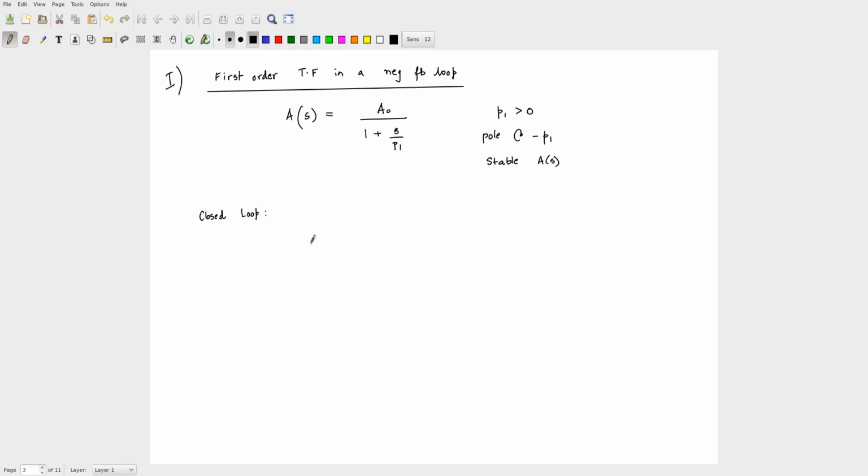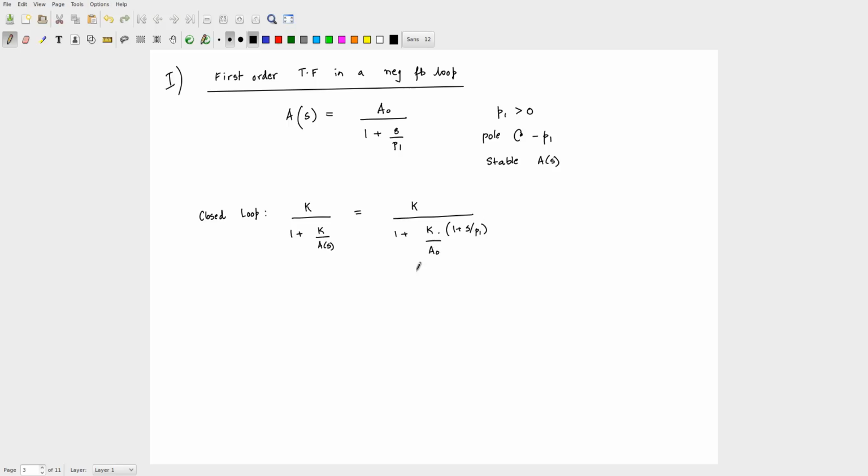Okay, now let me get the closed loop gain. What's the closed loop gain given by? We derived it in the previous page, right? It's K divided by 1 plus K by A of S, which would become what? K divided by 1 plus K into the reciprocal of this, which would be 1 plus S by P1 divided by A0.